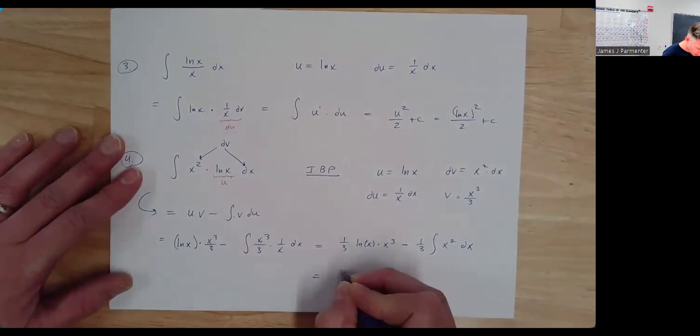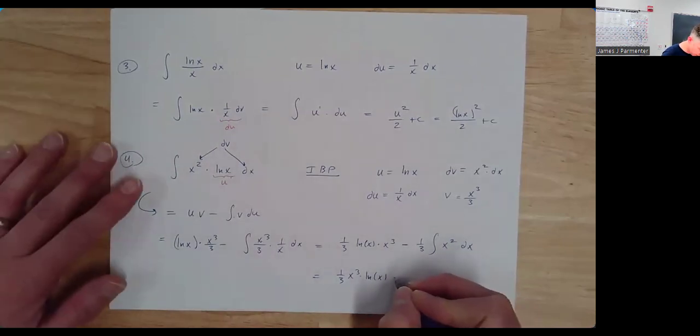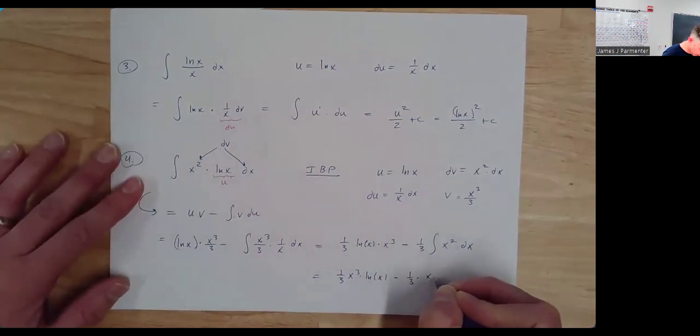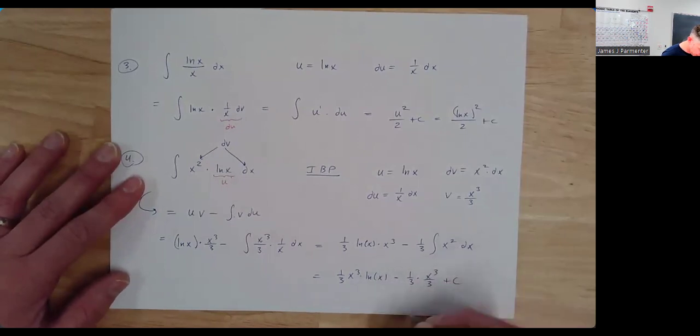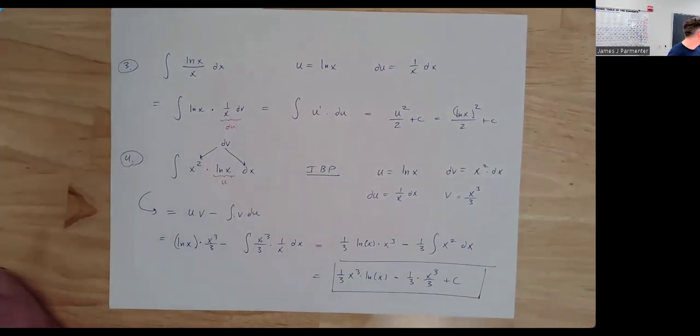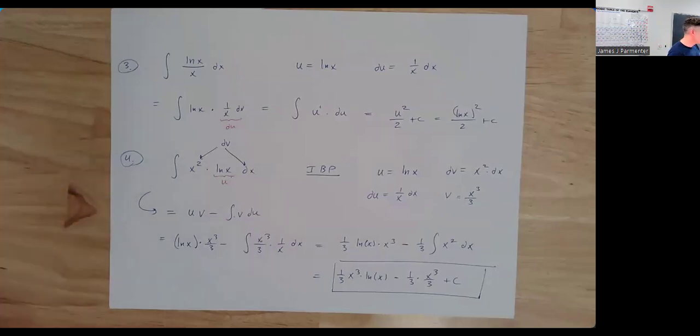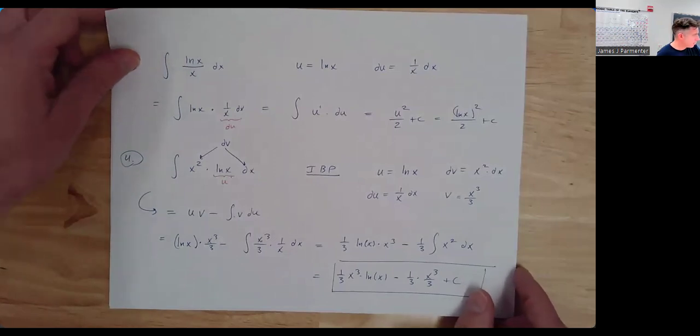We're going to get, let's write it as, 1/3 times x cubed times natural log of x, minus 1/3 times the integral of x squared, which is x cubed over 3, plus c. So similar-looking integrals, very different methods to do them. Let's get one more comparing and contrasting here.